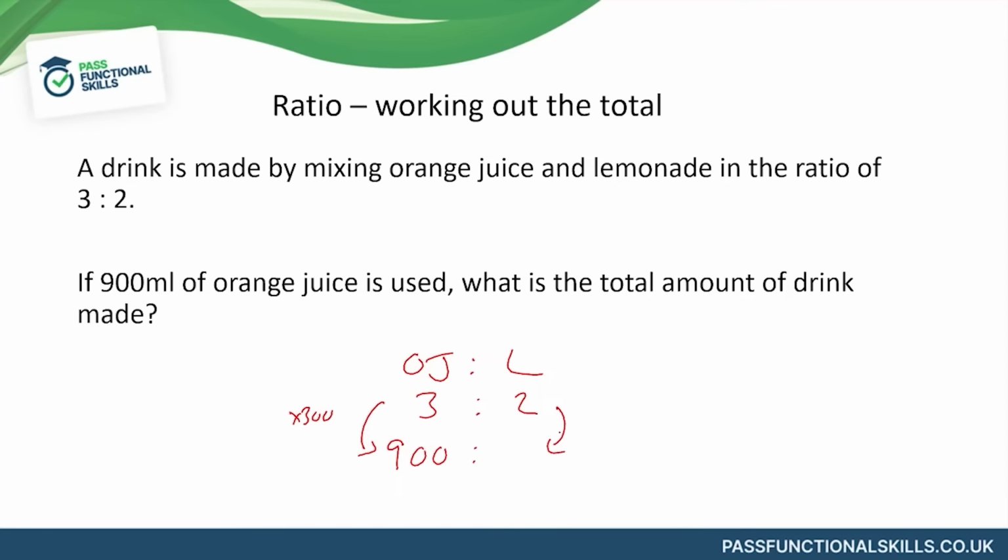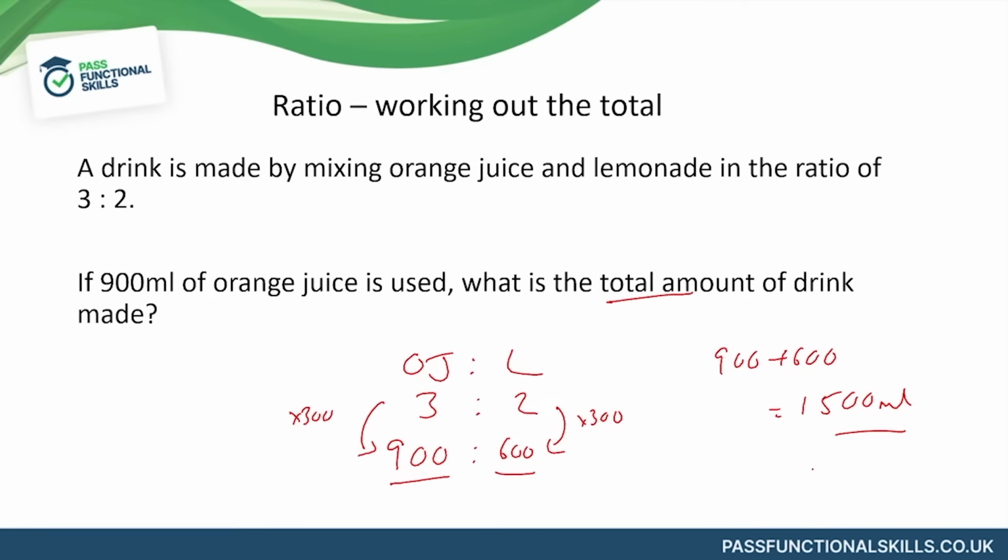So the amount of lemonade we need will be 300 times by 2, which is 600. Now here the answer is not 600, it's the total amount of drink. So the total amount of drink will be the 900 of orange juice plus the 600 of lemonade, giving us a total of 1,500 millilitres. Okay, so nothing new on this question really, it's just making sure that you know to add those two amounts at the end.